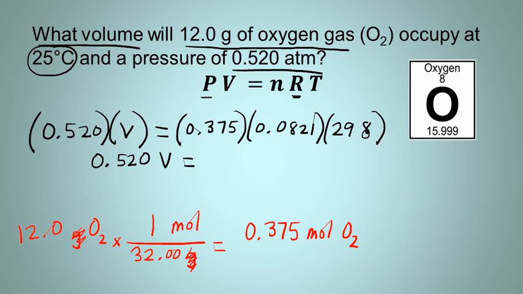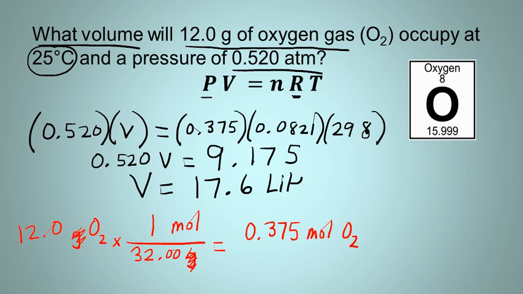Let me get my calculator. It turned itself off. 0.375 times 0.0821 times 298 is about 9.175. And now we divide both sides by 0.520 to solve for V. And the answer I'm getting is that it's about 17.6. And volume is measured in what unit in this problem? It is in liters. So that's the answer.